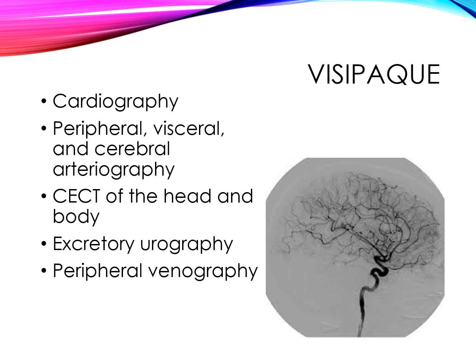Visipeg is another contrast media. It can be used for cardiography, peripheral, visceral, and cerebral angiography, contrast enhanced CTs of the head and body, excretory urographies, which means that they want to see how the bladder is emptying, as well as peripheral venographies. It won't be approved for intrathecal use, and this can be supplied in bottles that can range anywhere from size of 50 ml all the way up to 200 ml. So you can find some different sizes depending on how much you're going to need for the procedure.